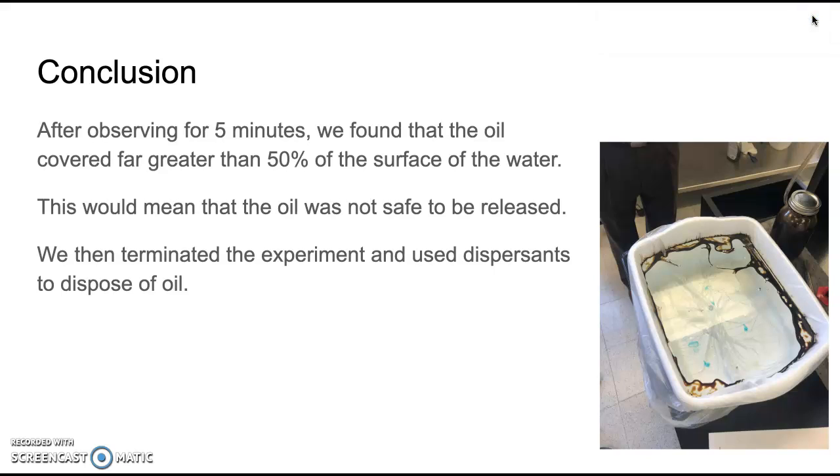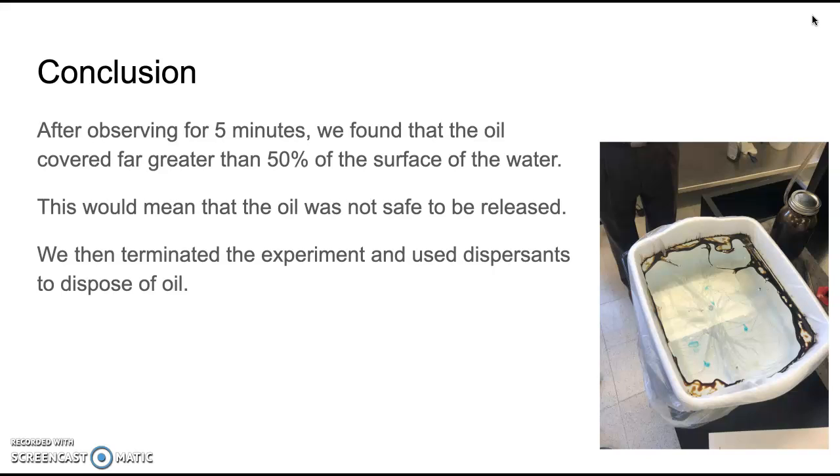This water would have to be further separated, and it would be tested again to see if the concentration of the contamination would be a little bit less, and then you would just repeat that cycle and see if it would cover 50% or not. So we then terminated the experiment and used dispersants to dispose of the oil.